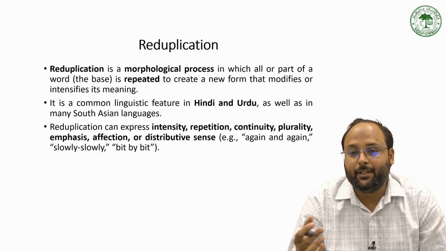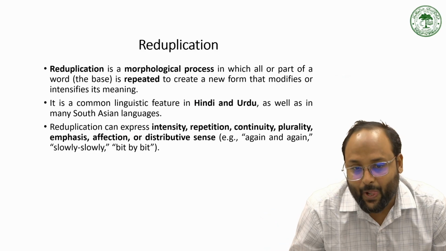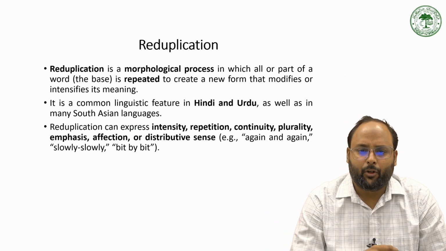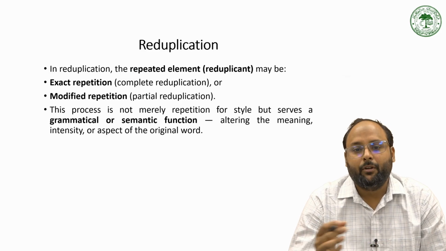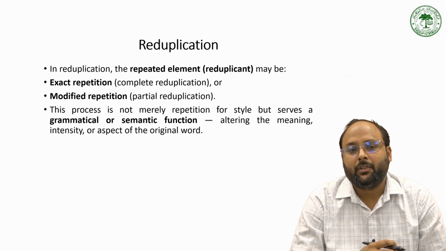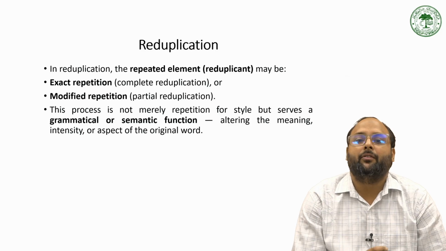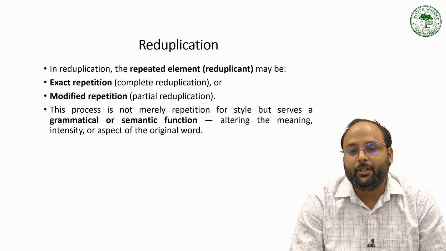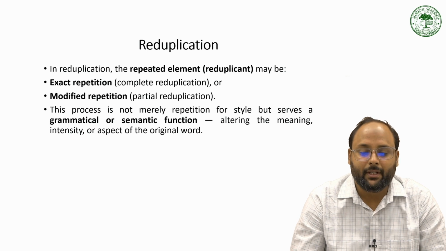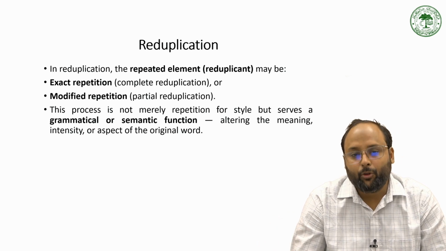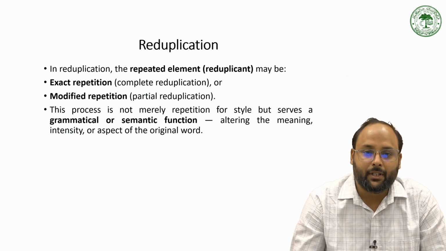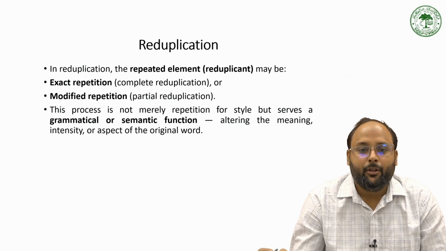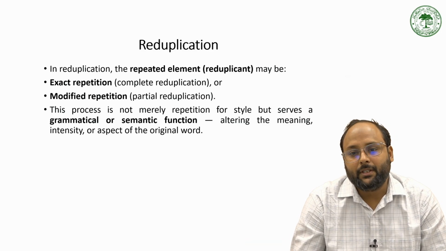Like in English we have again and again, slowly slowly, bit by bit. So these are some partial examples from English. So we have two types of reduplication in Urdu Hindi. One is the complete reduplication and the other is the partial reduplication. In complete reduplication, we repeat the same item twice. But in partial reduplication, we do not repeat the same item, but we repeat some part of the item twice.